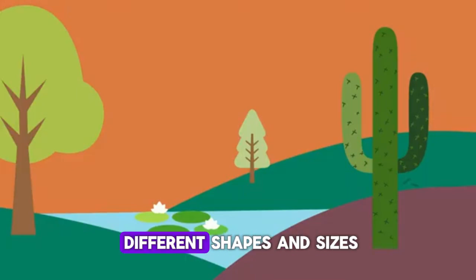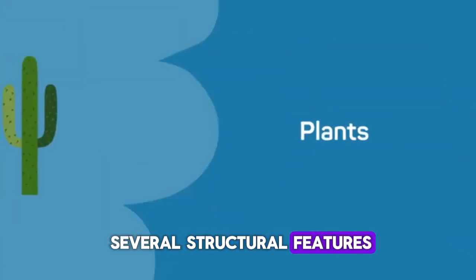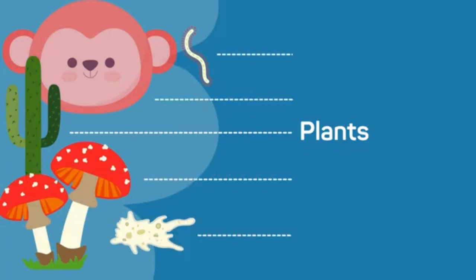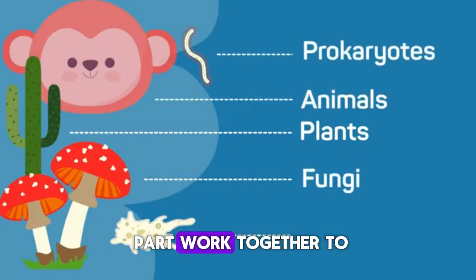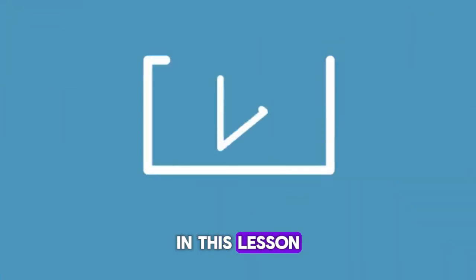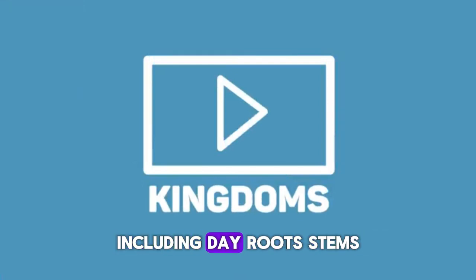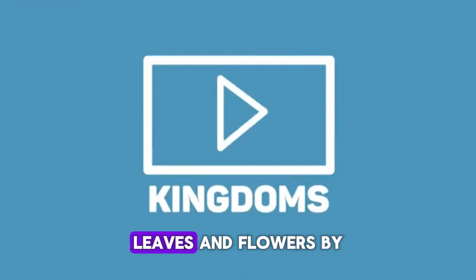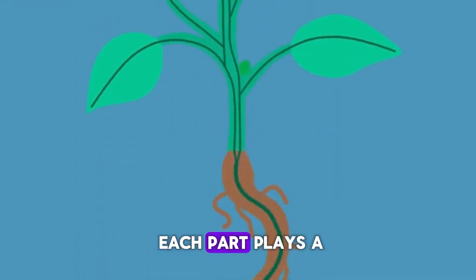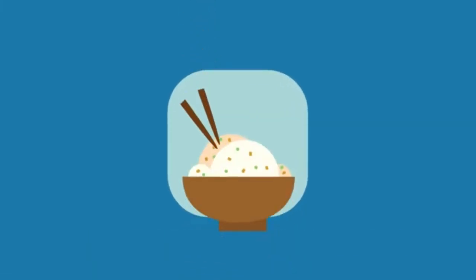Plants come in all different shapes and sizes, but they all share several structural features. Have you ever wondered what makes a plant unique, or how different plant parts work together to keep it alive? In this lesson, you will learn about the structural features of plants, including their roots, stems, leaves, and flowers. By the end, you will understand how each part plays a vital role in a plant's survival and reproduction.